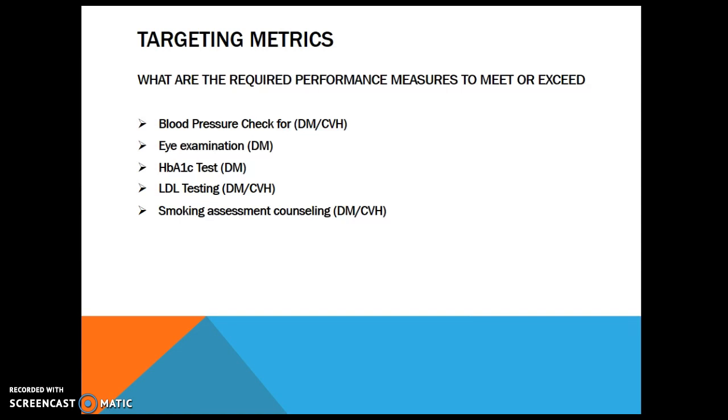So what are we looking at? What are the required performance measures to meet or exceed? The first one we'll look at is blood pressure. The next ones are eye examination, A1C or hemoglobin A1C, LDL testing, and smoking cessation. These are the metrics that have been provided for the providers to do for their patients to make sure that they are meeting clinical guideline standards.